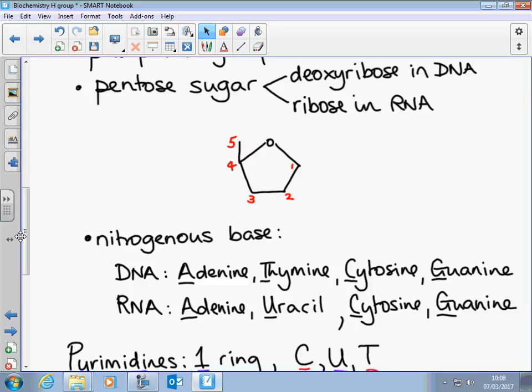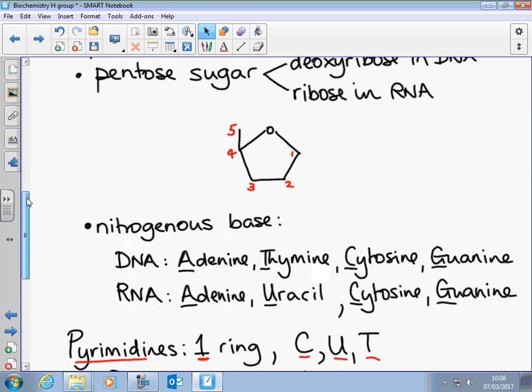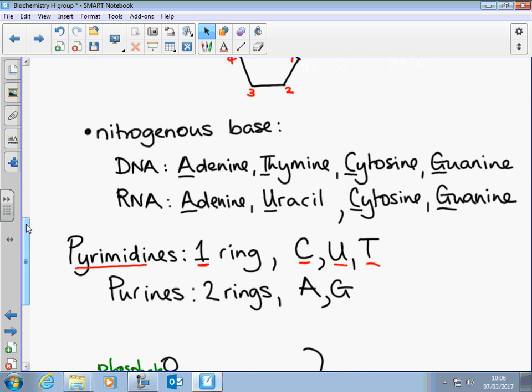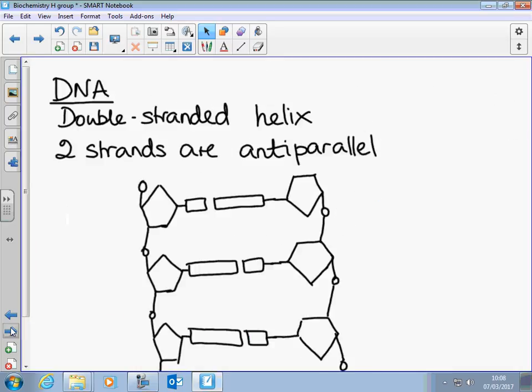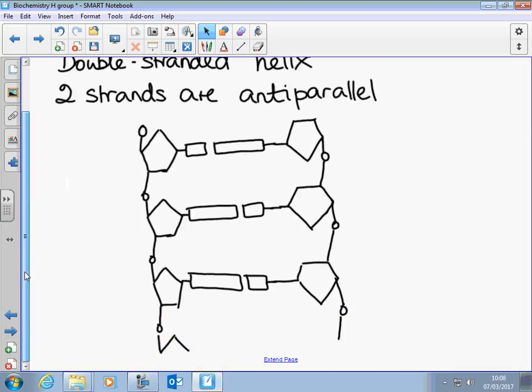So the 5 carbons there, if it was just ribose on its own, we would call them carbons 1, 2, 3, 4, and 5. But once we've attached a nitrogenous base, which, if you look at the diagrams of those, they're full of carbon as well, we have to distinguish between the two.